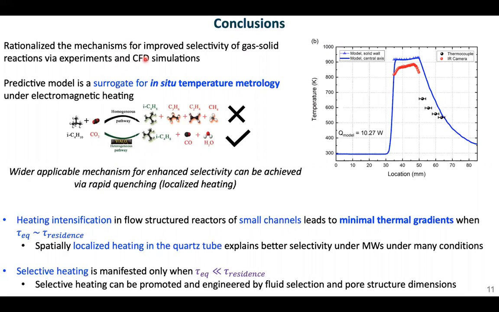One, that we can rationalize the mechanisms for improved selectivity, even when the flow rates are low, using the mechanism of localized heating that is provided only by microwave heating. And secondly, we also established that the predictive models created by accounting for all the relevant physical phenomena can be used as a method to probe both the solid phase and the gas phase temperature, especially under electromagnetic heating.